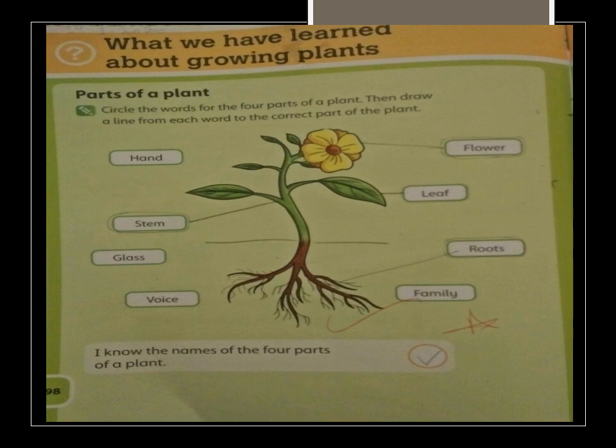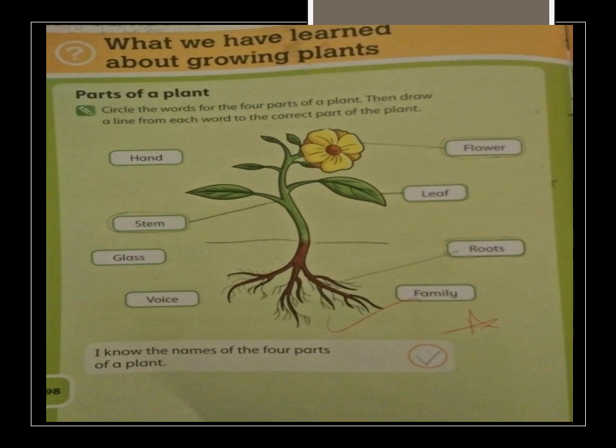Okay, so what we have to do, what we have learned about growing plants. Parts of a plant. Circle the words for the 4 parts of a plant, then draw a line from each word to the correct part of the plant. They have given you some words. You just have to circle the parts of the plant and then match them with their picture. You should draw lines to link each of these words with the matching part of the plant.